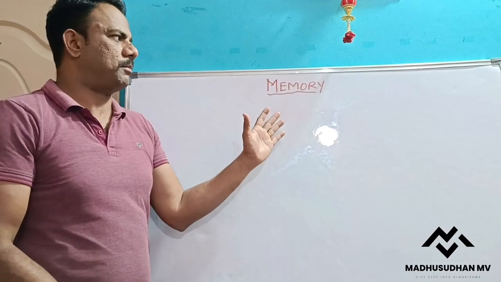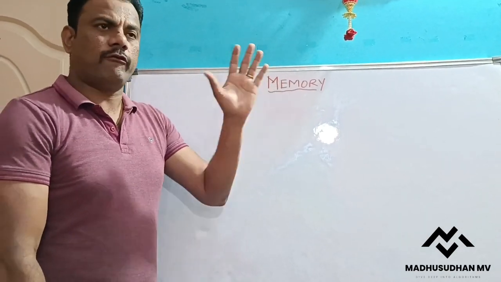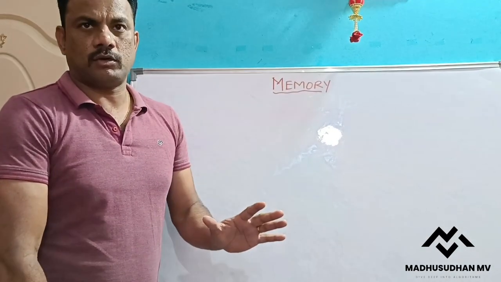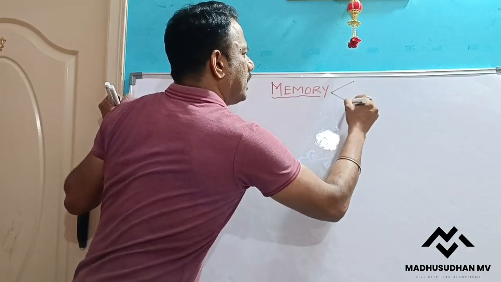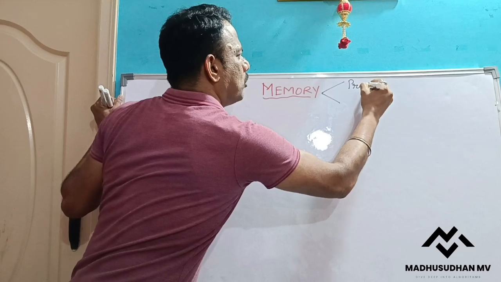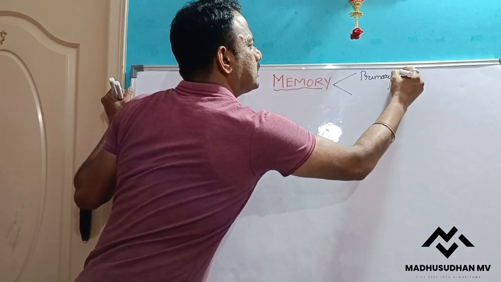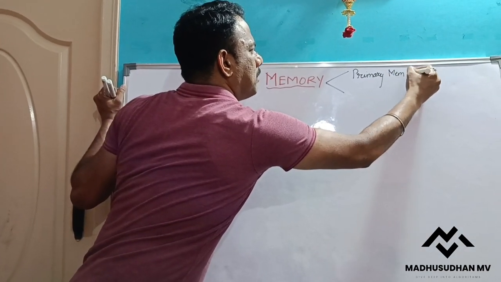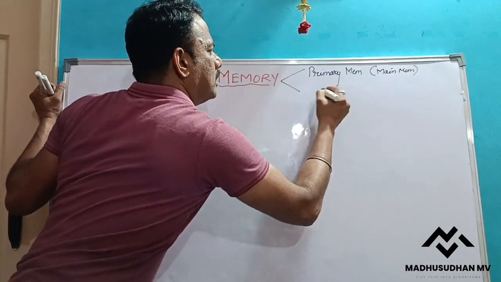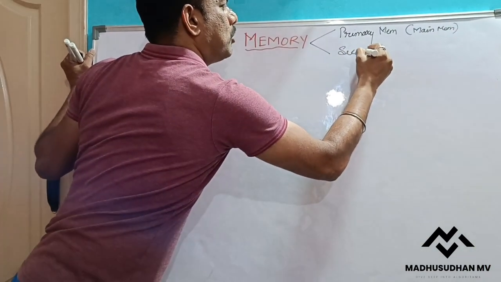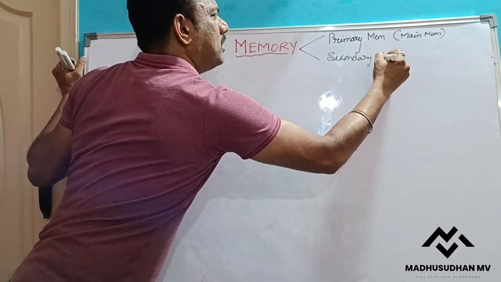I'm making it simple for you. We know that every computer system should have some memory, and memory is broadly categorized into 2 types, which everybody knows. One is primary memory, and another one is secondary memory. Primary memory is also called main memory. Another one is secondary memory, or disk memory.